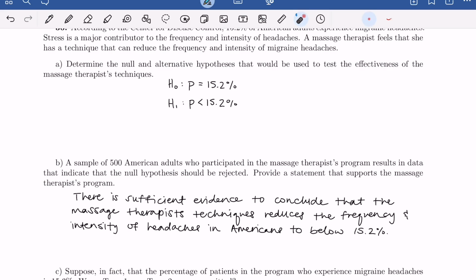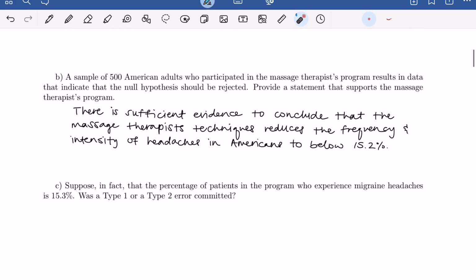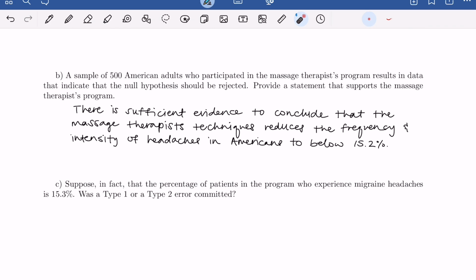Okay, so I have that written in here for part B. In this case, we are rejecting the null hypothesis. So, keeping that in mind for part C, suppose that the percentage of patients in the program who experience migraine headaches is 15.3%. So, was a type 1 or type 2 error committed?